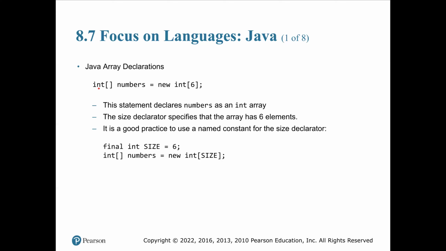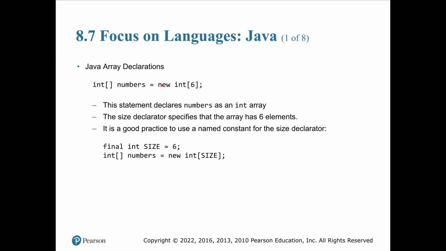Okay, the array is a different kind of variable. It's a different data type. It's not an integer. Each element in the array is an integer, but the array itself is a different data type called array of integer. So you have to use the new notation in Java. In this case, we're declaring a variable named numbers. It's going to be of type array of integer. We're going to initialize it to a new integer array of 6.